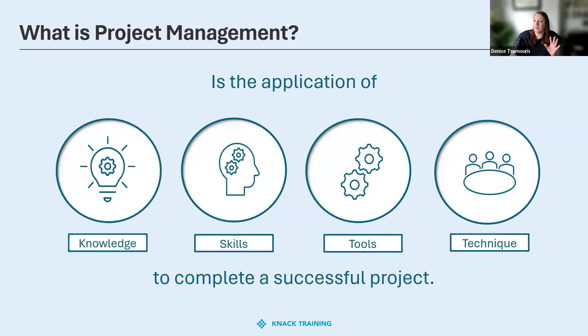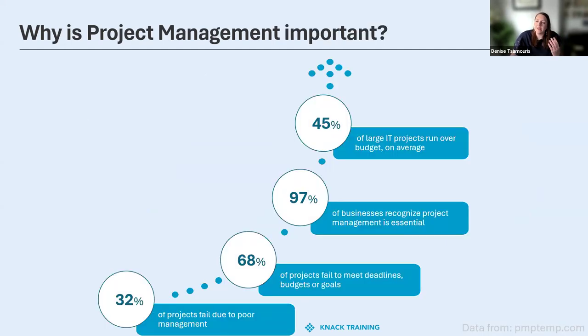Now, in my other life, where I was a middle school teacher, I love statistics. I mean, there's always the joke that 75% of statistics are made up. Well, these statistics are not. I found these, and they talk about why it's so important for project management to actually be in place at your company. So 32% of projects fail due to poor management.